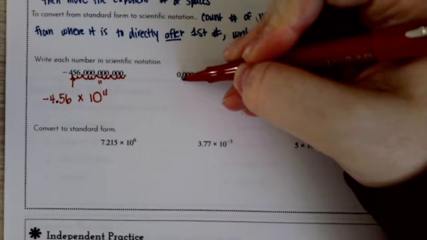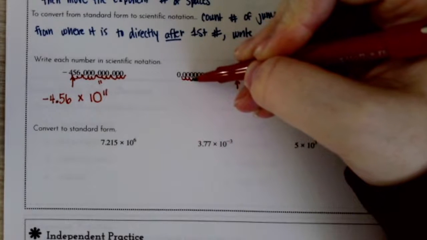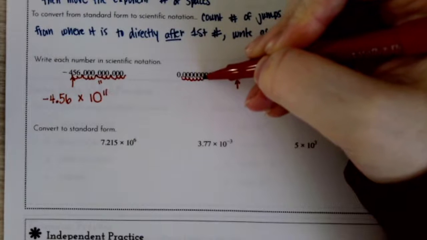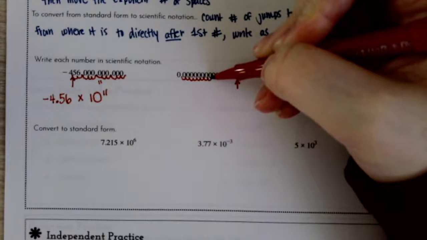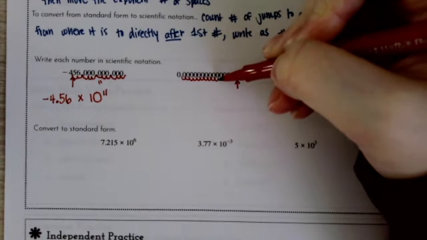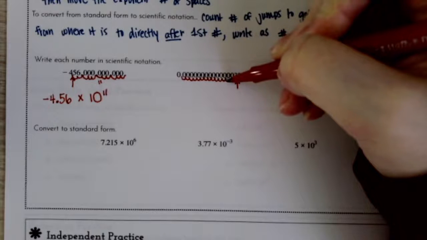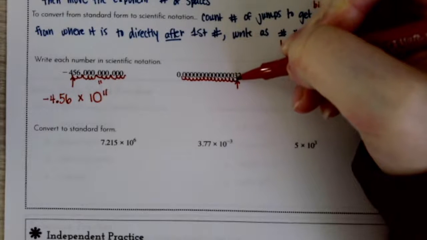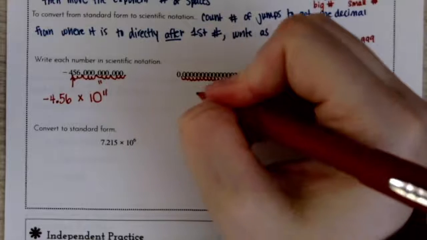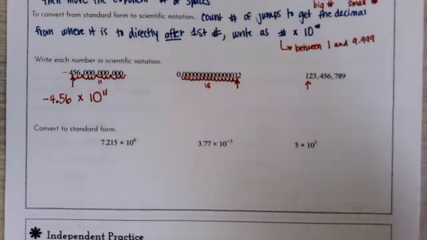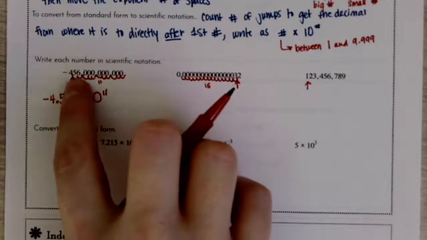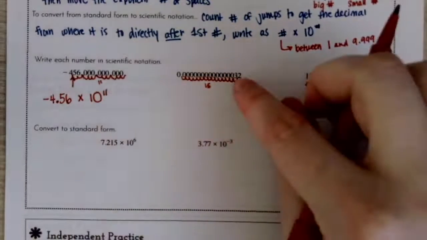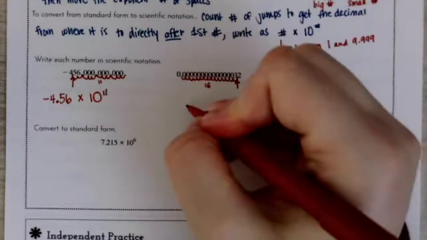So I have 1, 2, 3, 4, 5, 6, 7, 8, 9, 10, 11, 12, 13, 14, 15, because you want it after the 3. So that was 15. So now again, I'm going to write my number using the numbers that I am given. And don't reorder these. It's 3.2.